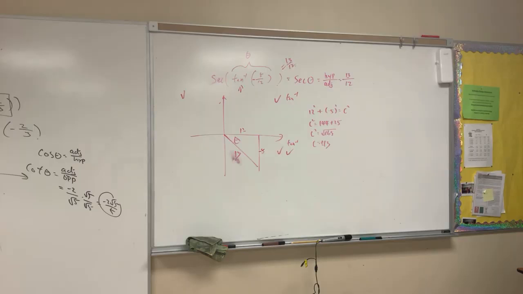and if you can, help somebody. What's the answer for A? A should be 4 over 5. So, 4 over 5, adjacent over hypotenuse.